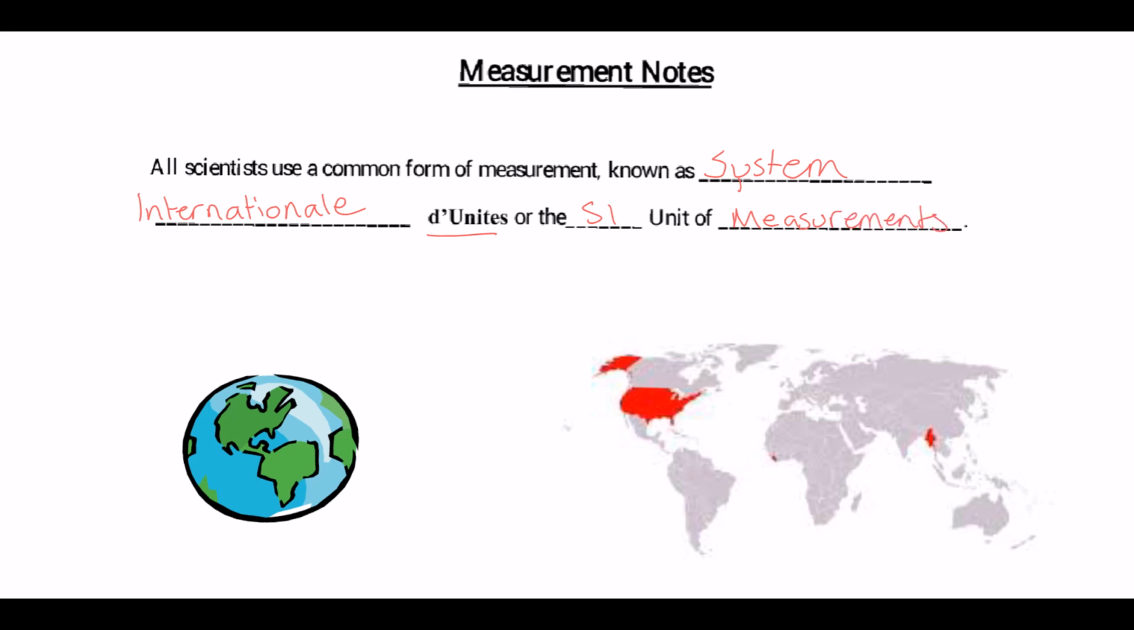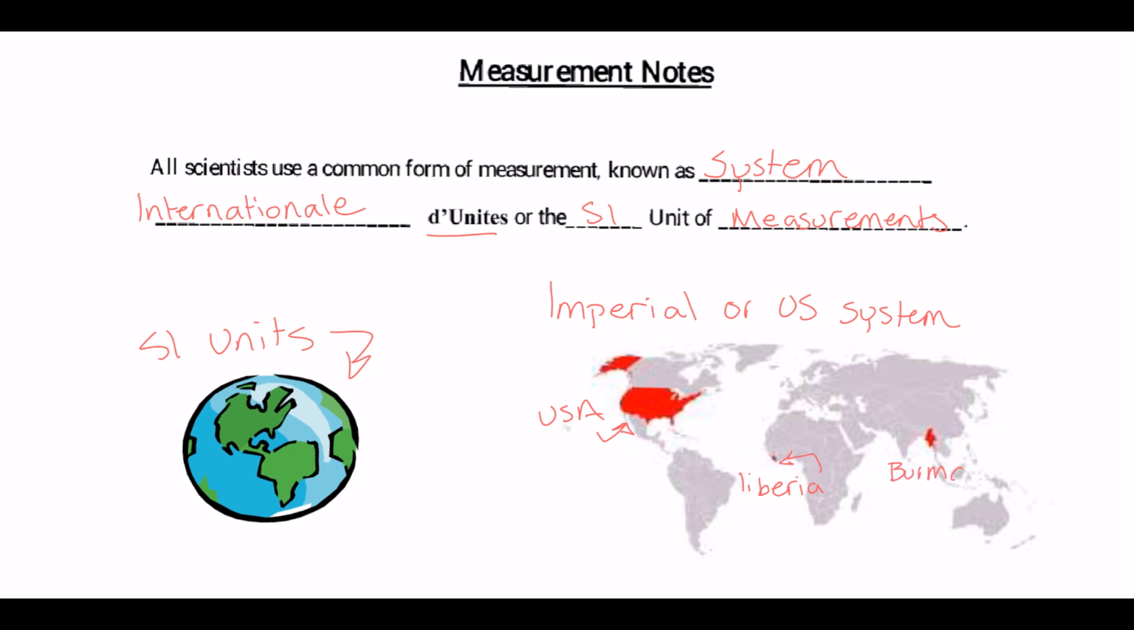Now, like I said, most of the world uses SI units, but there's just a couple of us that still use this old system known as the imperial, or we've more commonly named it lately as the US system. There are 3 countries in total that still use this: the USA, Liberia, which is this tiny little dot right here, and Burma.